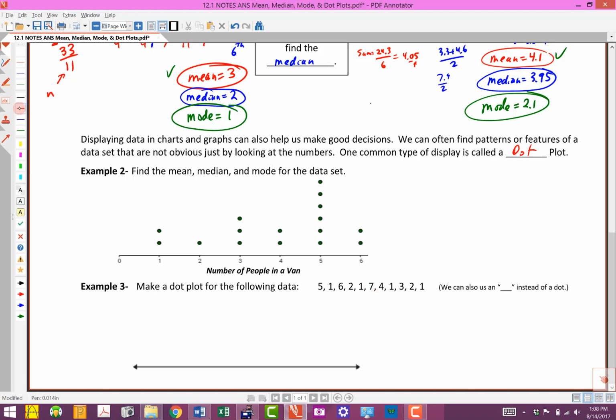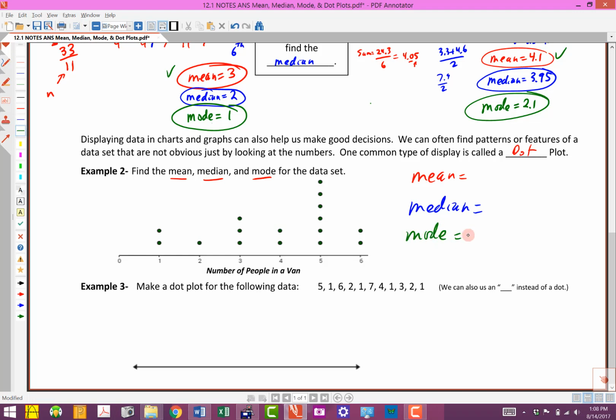But before we do that, we actually want to go through and we want to find the mean, the median, and the mode for this picture right here. So the data is displayed here, but we don't know what the numbers are to represent that. So again, we're going to use mean, and then we're going to find the median, and we're going to find the mode.